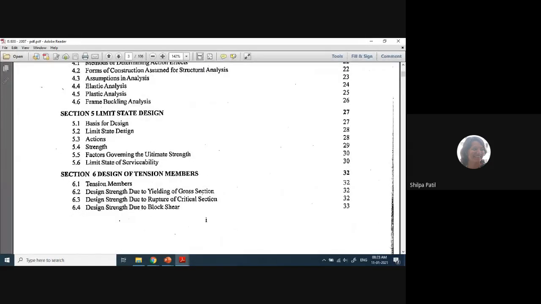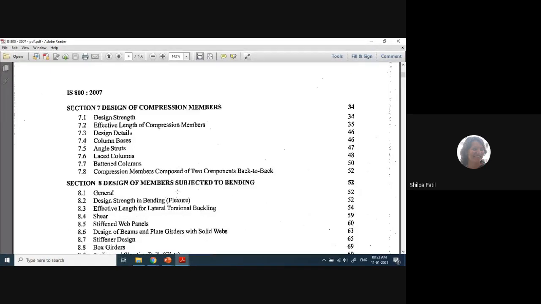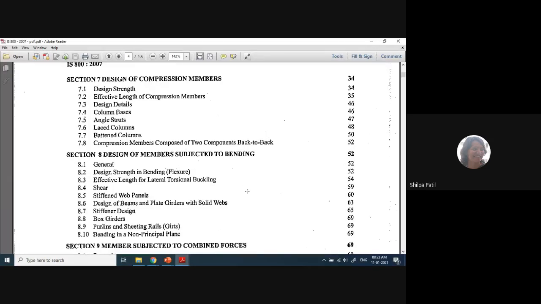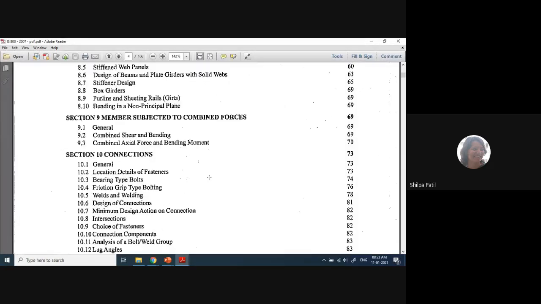Section 6 is related with design of tension members. Section 7, design of compression members. Section 8, design of members subjected to bending, that is beams. Section 9 is related with members subjected to combined forces. This may not be required for you. And section 10 is related to connections.